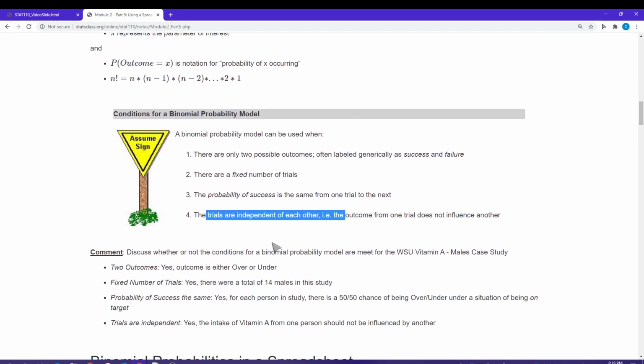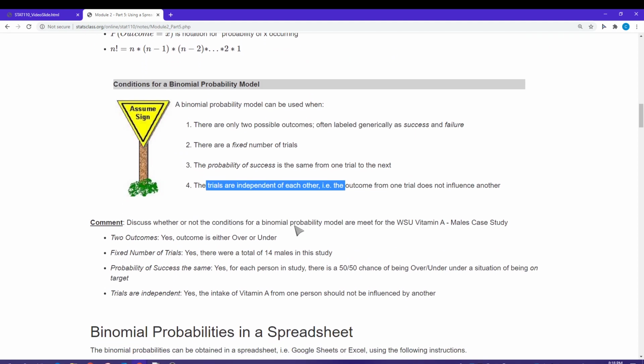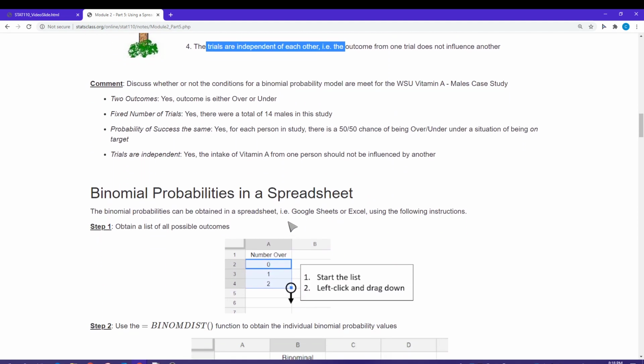So we need the individuals to be independent of one another. So here I am checking those conditions for our situation. The two outcomes, yep, I was either over or under. Fixed number of trials, yes, I had a total of 14 males. The probability of success, yes, that's going to be 50-50, again, under a situation of being on target.